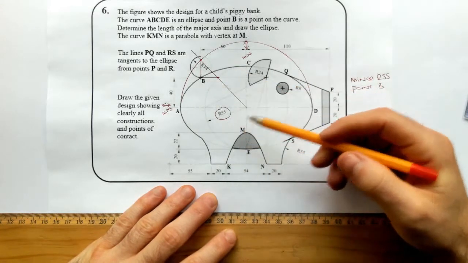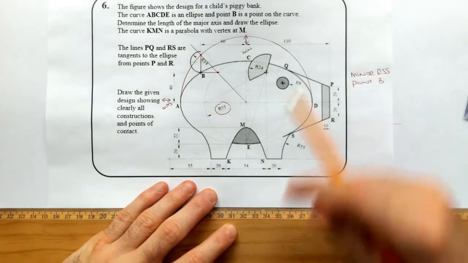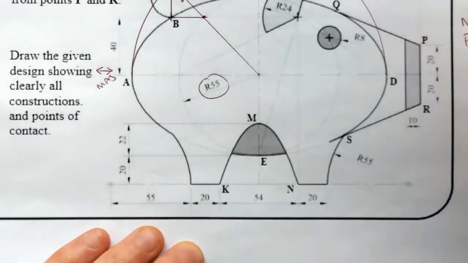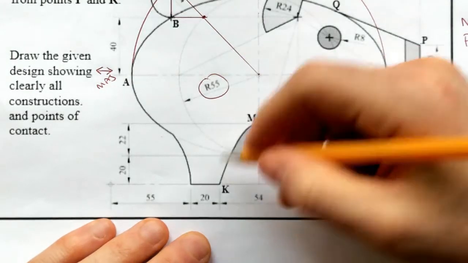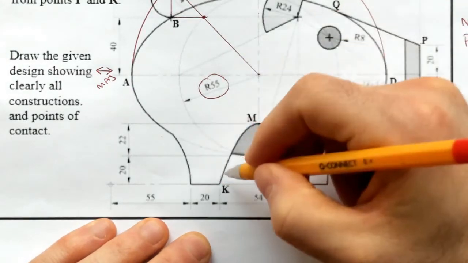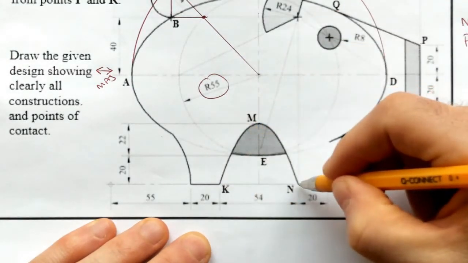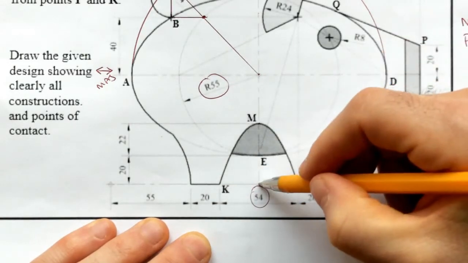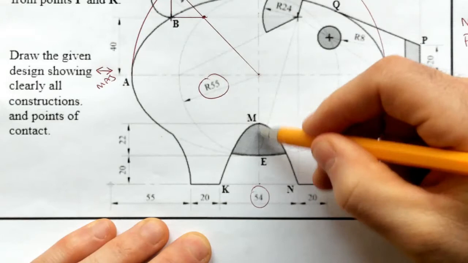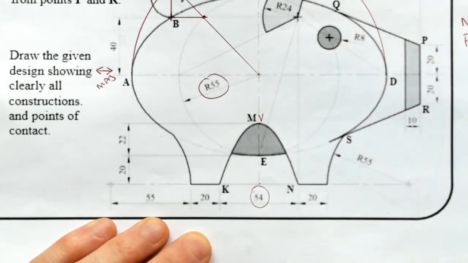Okay, so when we're doing a parabola, what we're always going to do is create a rectangle, and we're going to use the rectangle method to complete it. I'm going to create a rectangle around this parabola that has a length from K to N, which we already have, which is 54, and has a height from the base up to M, which is actually our axis line. M, they told us, was our vertex, which is V.